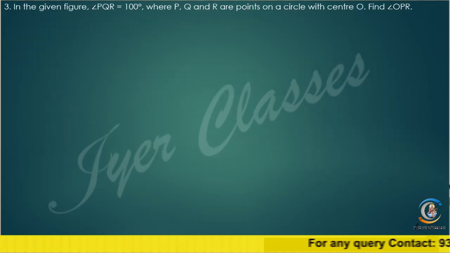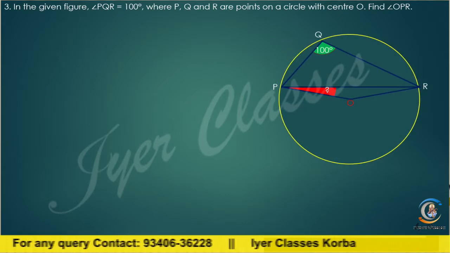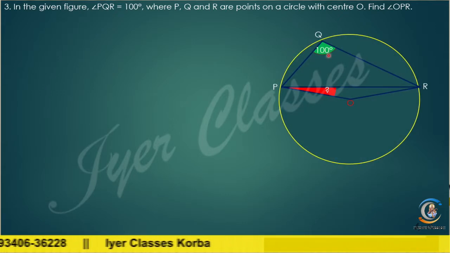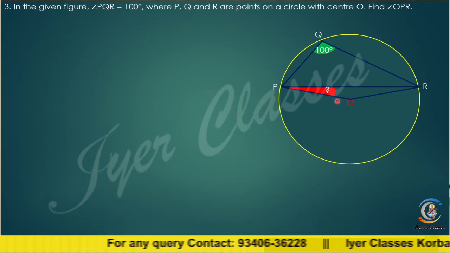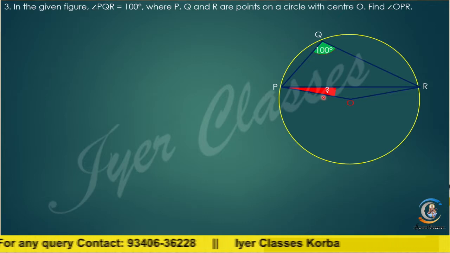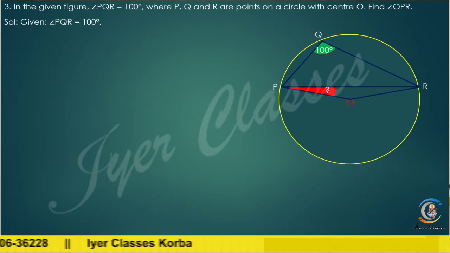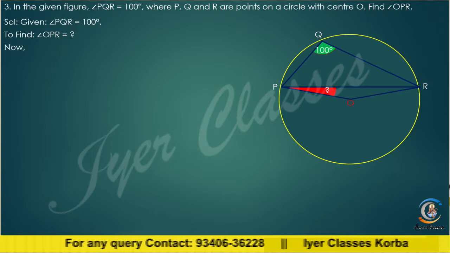And what is there in the third question? Let us read. In the given figure, angle PQR, the green angle, is equal to 100 degrees, where P, Q and R are points on the circle with center O, right? You are going to measure the angle OPR, the angle in red, right? How do I do it? We are given the angle PQR is equal to 100 degrees, right? So how do I find out this angle?